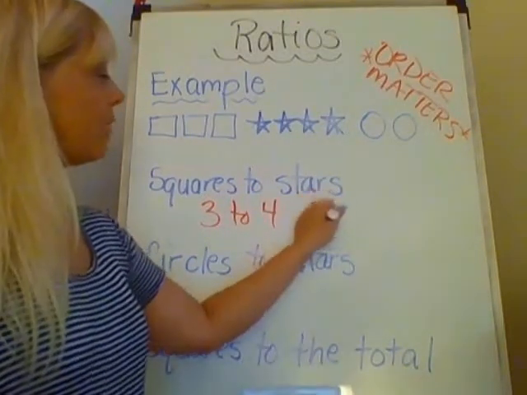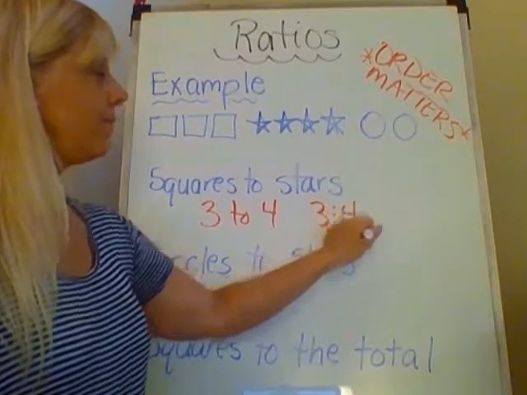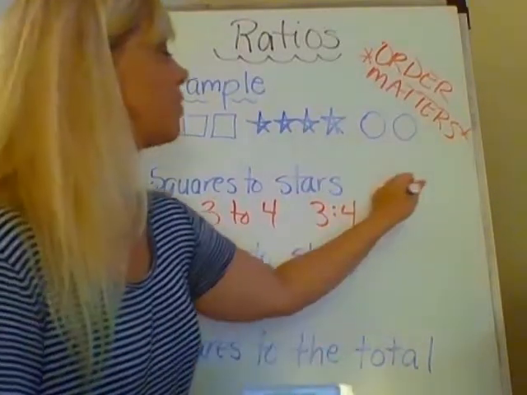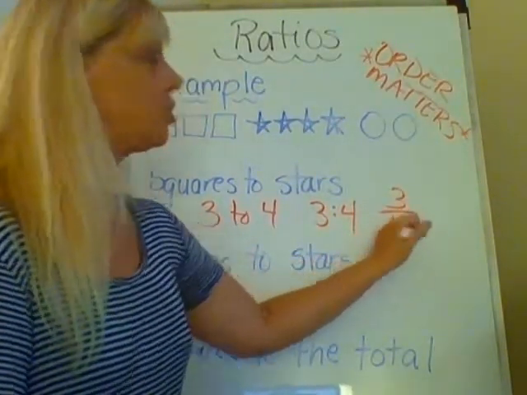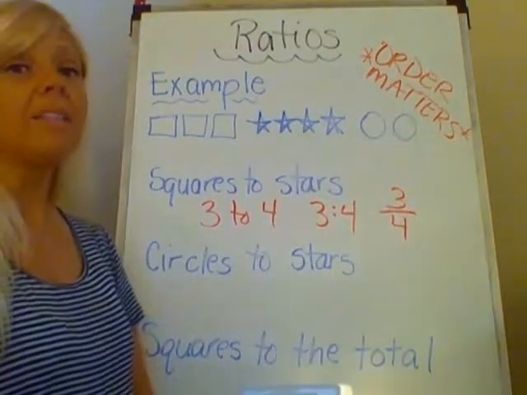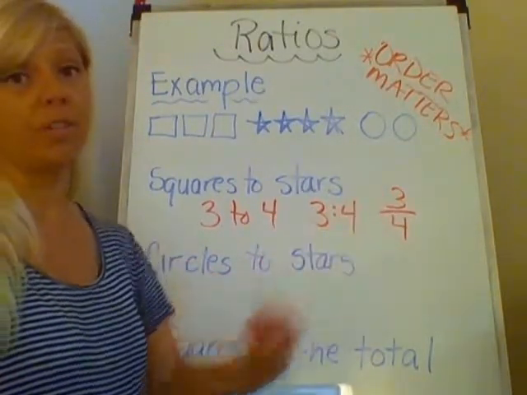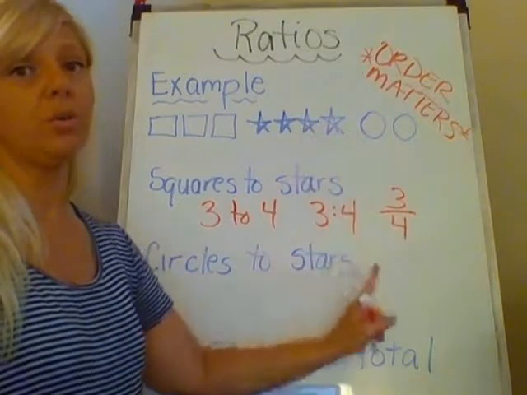And then I remember I can write it with a colon, 3 to 4, and I can also write it as a fraction, 3 over 4. And since it's a ratio, we don't say 3/4. We say 3 to 4.